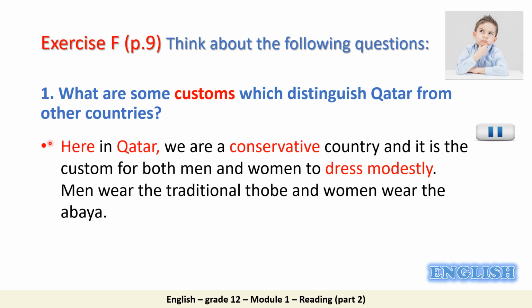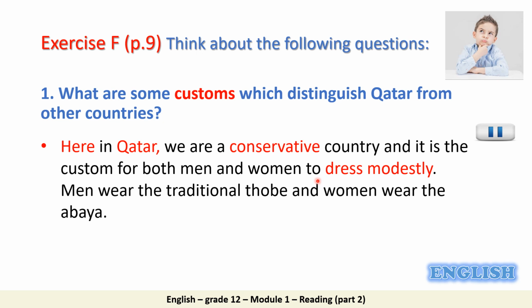Well, one thing that makes Qatar different is that the people can be described as conservative. And by conservative, I mean not accepting sudden changes, not affected by the changes that are happening in the countries around. And this appears in the way men and women are dressed. This is one example. So, men and women are dressed in a modest way.